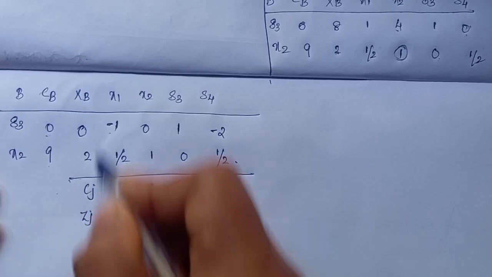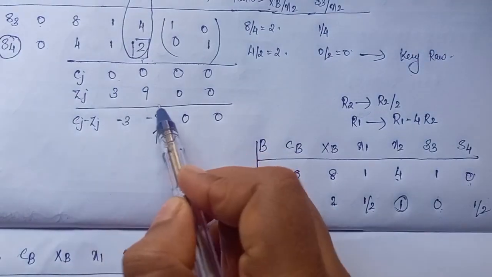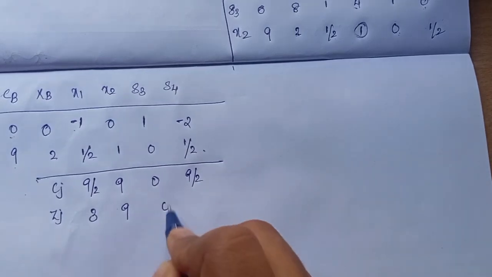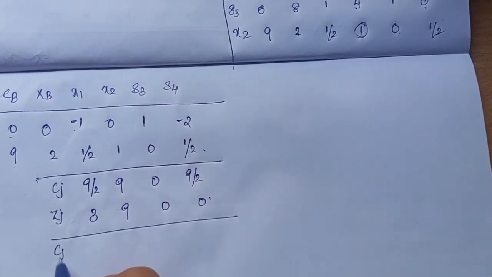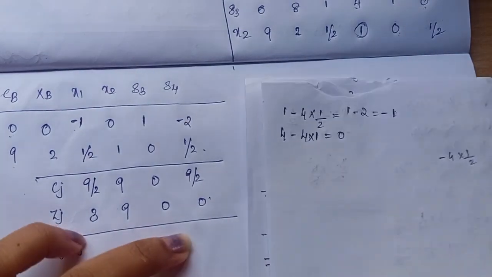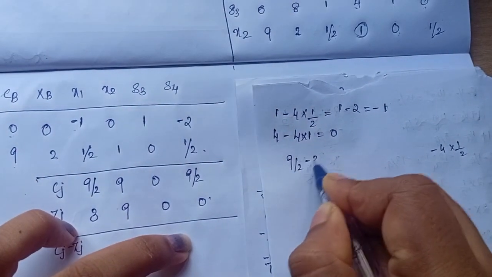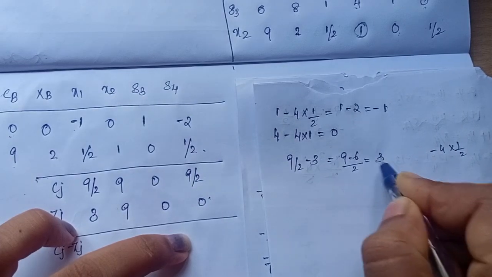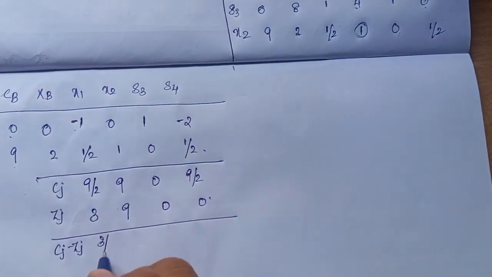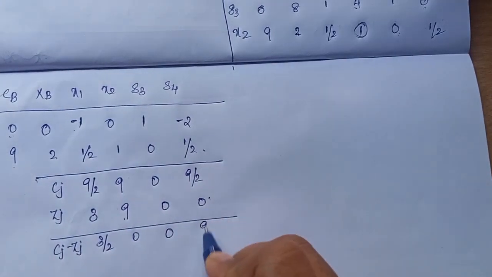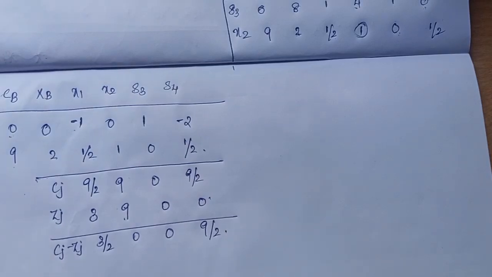Now Zj is what? Zj is 3, 9, 0, 0. Therefore Cj minus Zj equal to what? 9/2 minus 3, that is 9 minus 6 over 2, that is 3/2. 3/2. 9 minus 9 is 0. 0 minus 0 is 0. 0 minus 9/2 is -9/2. So all the values of Cj minus Zj are non-positive.